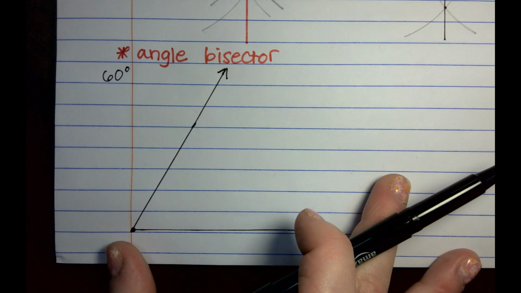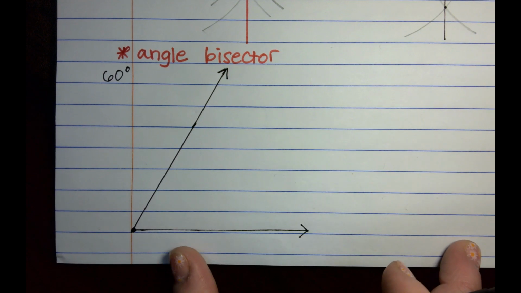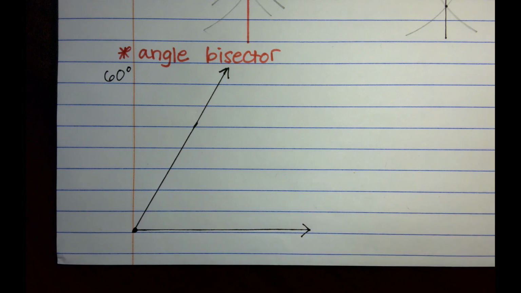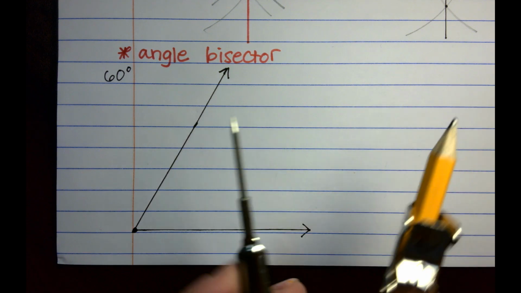Everybody got their angle drawn? Does anyone need help? Okay, all right, so let's make sure that we understand how to do an angle bisector. So let's get our compasses out again.